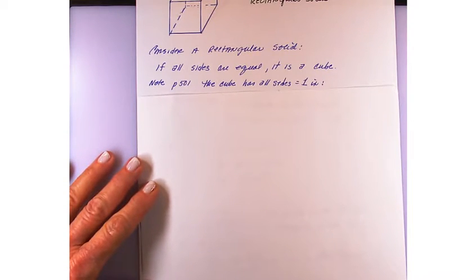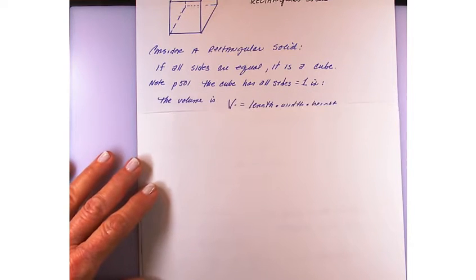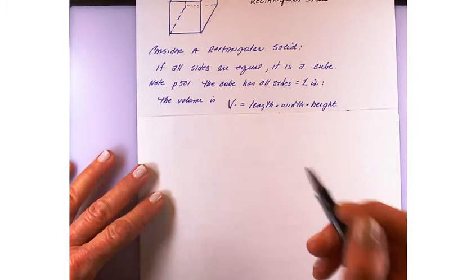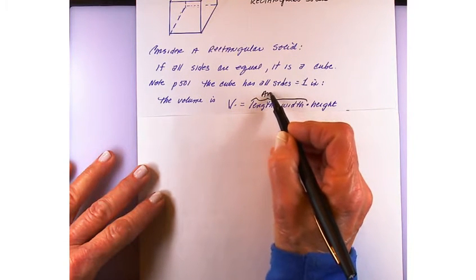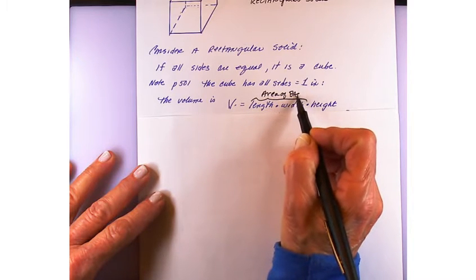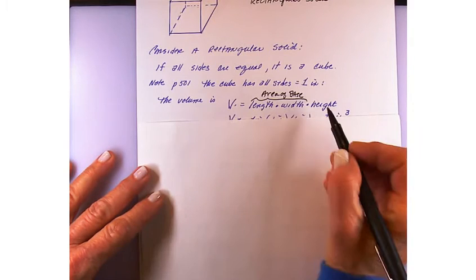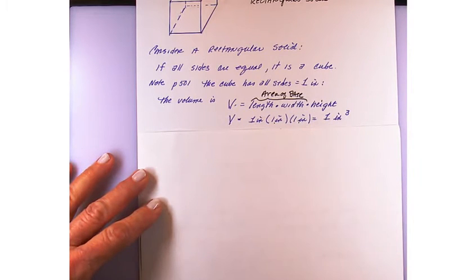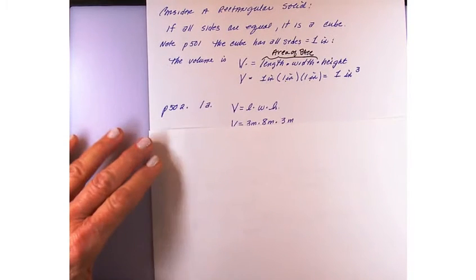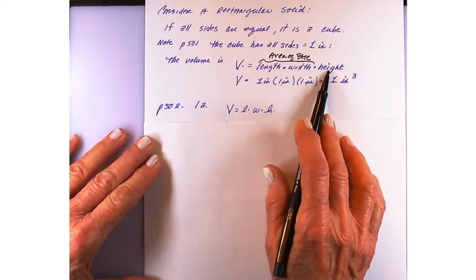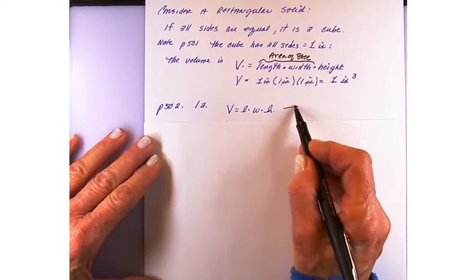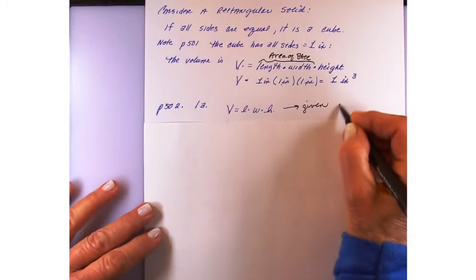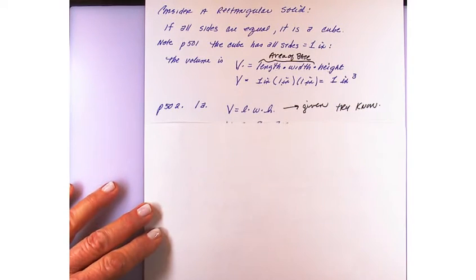Look on page 501. The cube has all sides equal to 1 inch. What we have is volume is length times width times height. In other words, this is actually the area of the base of your rectangular solid, and then you multiply it times the height. So for the cube, 1 inch times 1 inch times 1 inch equals 1 inch cubed. We're going to write length times width times height as LWH. Once again, the formula would be given, but for real life, you really should try to know that because we use rectangular solids all of the time.